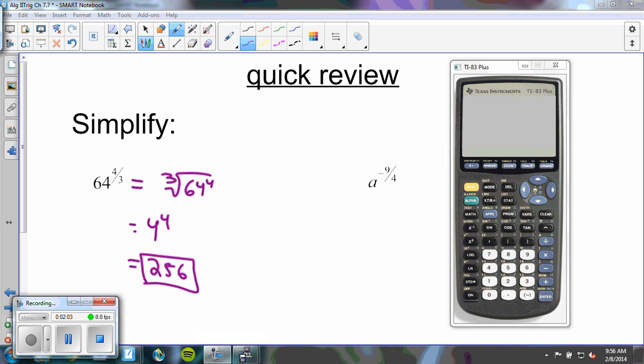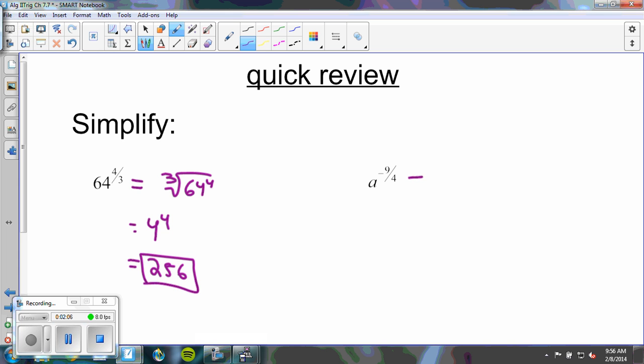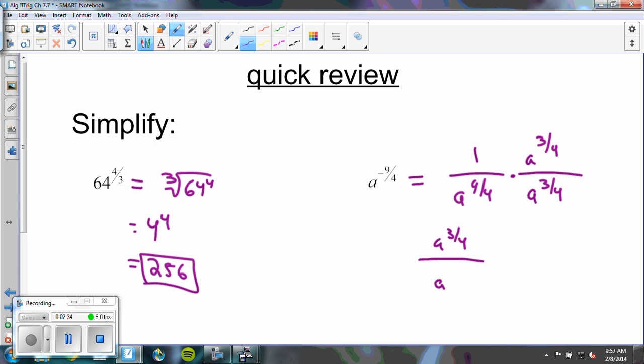Okay, I'm not sure how long he's going to let me work, so we're going to try and race through this a little bit. A negative power flips over your fraction. And I can't have a non-whole number on the bottom of this fraction. I'm going to multiply the top and the bottom by whatever gets 9/4 to a whole number. Well, that's 3/4. I know that 9/4 plus 3/4 is 12/4. So now I have a to the 3/4 over a to the 12/4, which becomes a to the 3/4 over a to the 3rd.